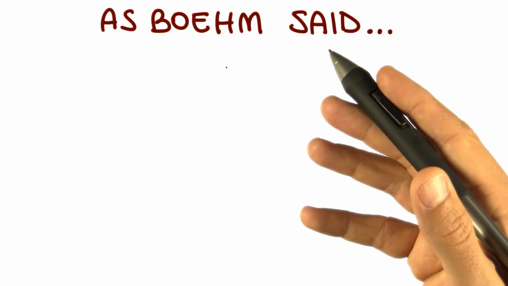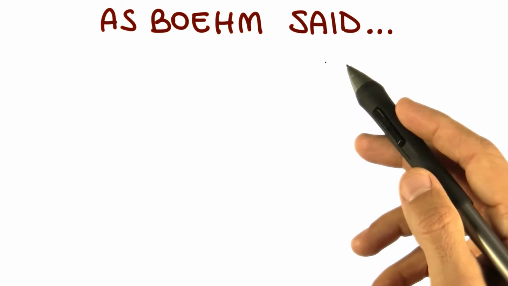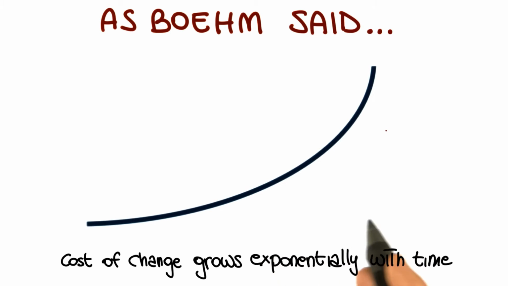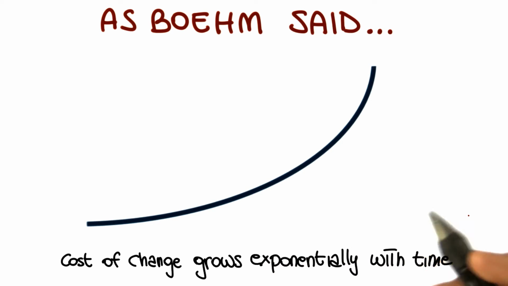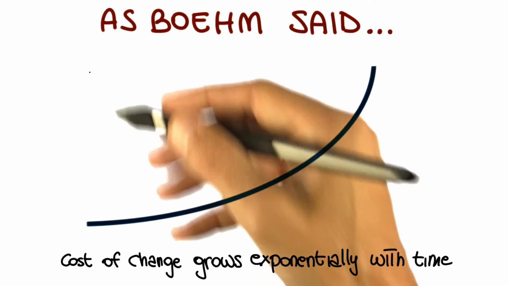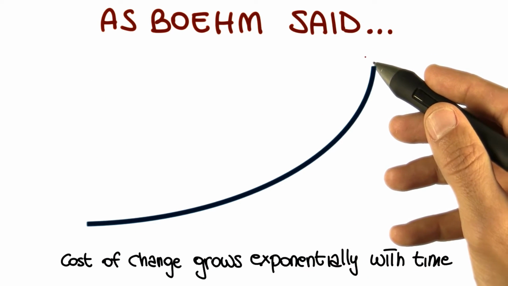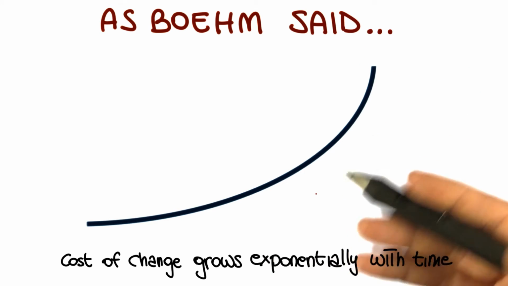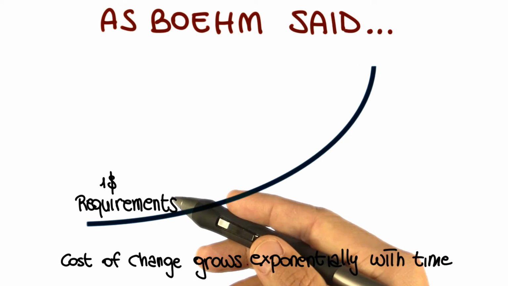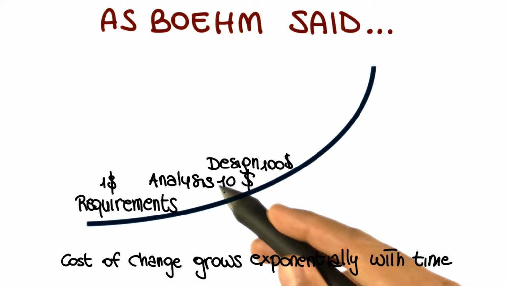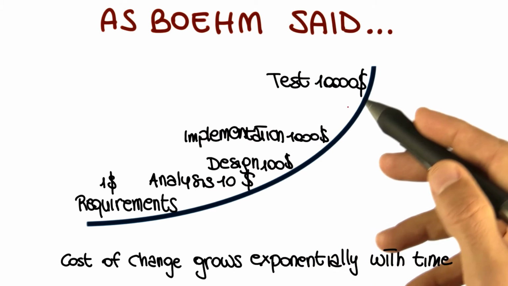So remember what we saw in the first lesson when Barry Boehm stated that the cost of change grows exponentially with time. So if we imagine to have time over here on the x-axis and cost on the y-axis, you can see that the cost will go up more or less this way. And what that means is that finding a problem while collecting requirements will cost you much less than finding a problem in the analysis phase, which in turn will cost you less than finding a problem during design, and so on for the subsequent phases.